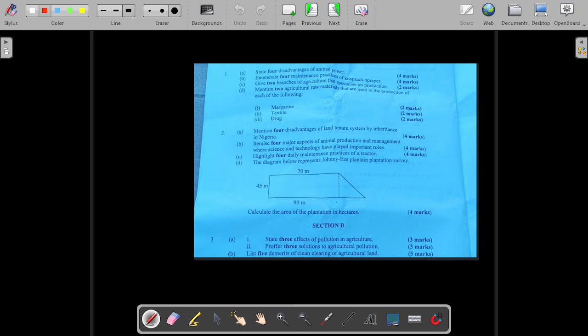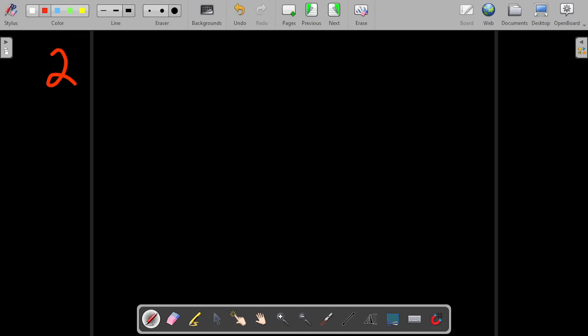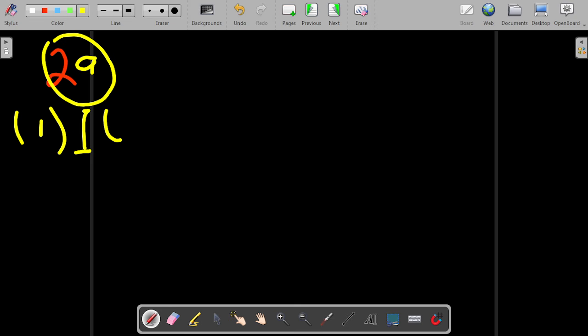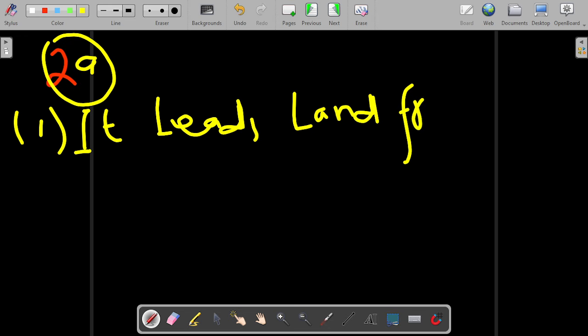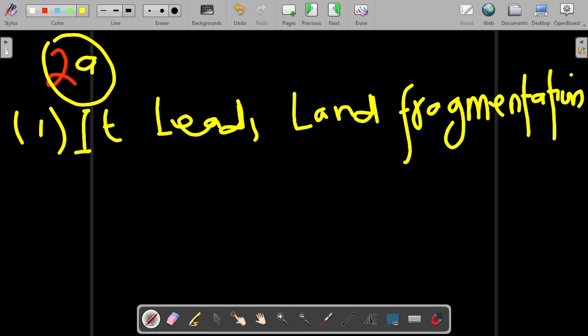It says mention disadvantages of land tenure system by inheritance in Nigeria. This question is among the objective questions, so you can go to the objective and pick those points. Let's see question 2A. Disadvantage 1, it leads to land fragmentation, which is one of the options in the objective.